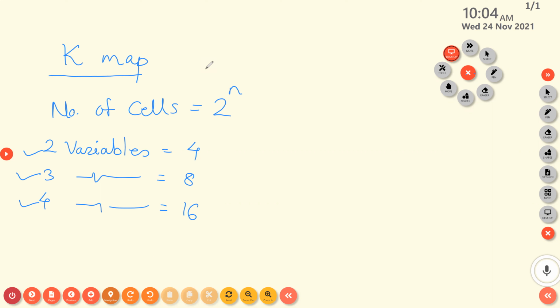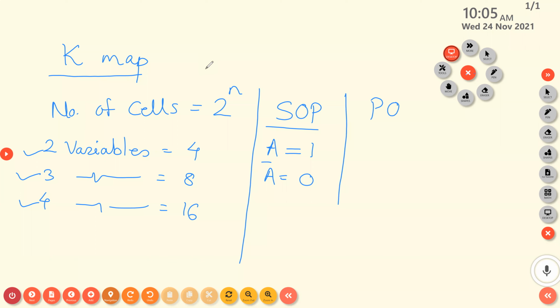Now also we have discussed the 2 standard formats, SOP as well as POS. What do you mean by SOP? Sum of products. First you have to take the product, then you have to add all terms. Under SOP, normal variable is assigned which value? 1. Its complement 0.